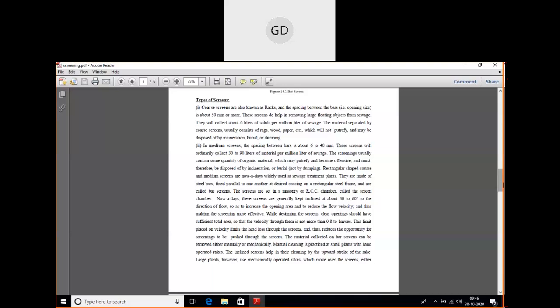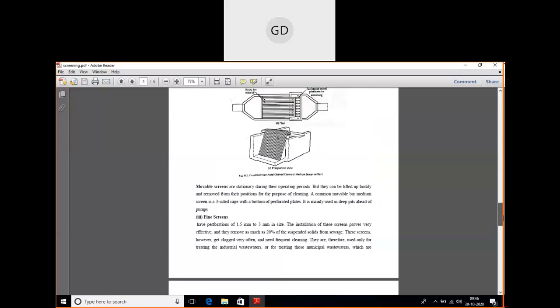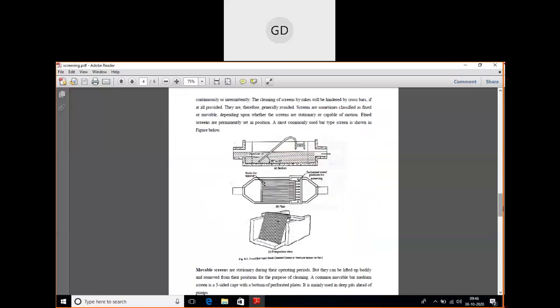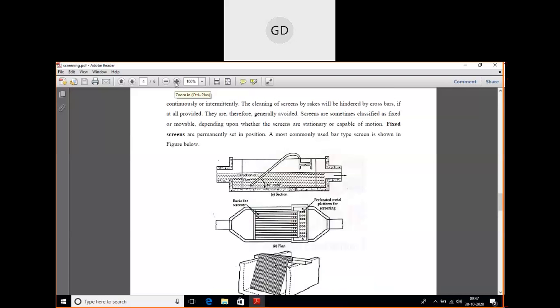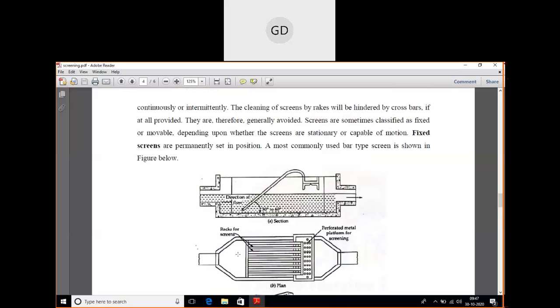Okay, so next are the diagrams. I shall show you the diagrams of the screens. You can see this one is a medium screen. These are the spacings actually. They are telling about these screens or racks. There are certain spacings in between here. In this one rack, in between, there are spacings. So they are talking about that.